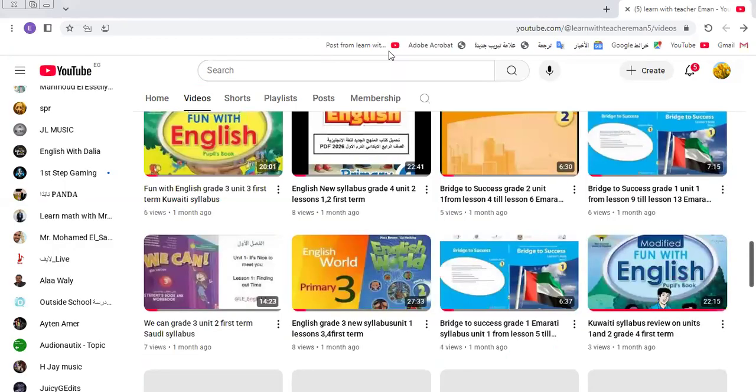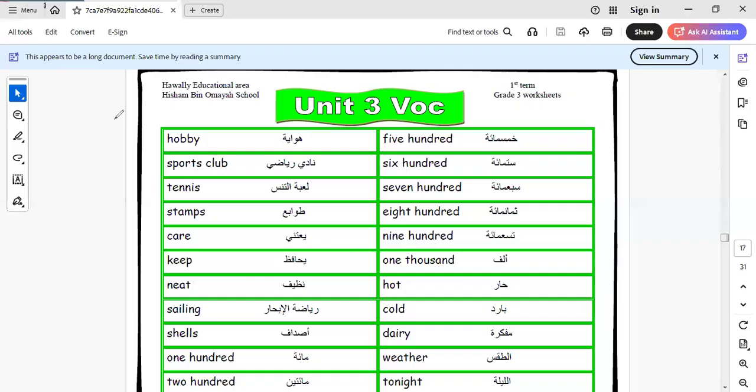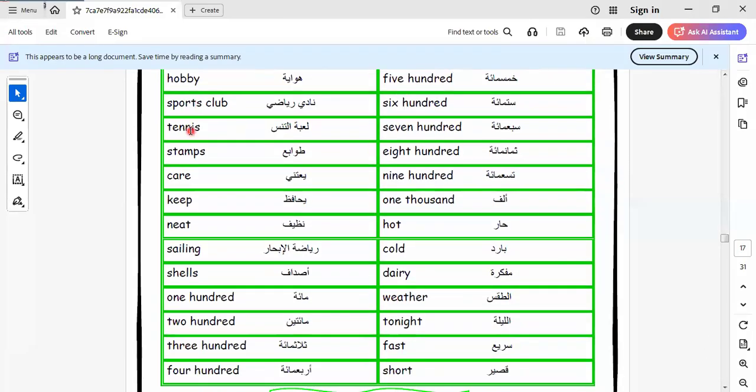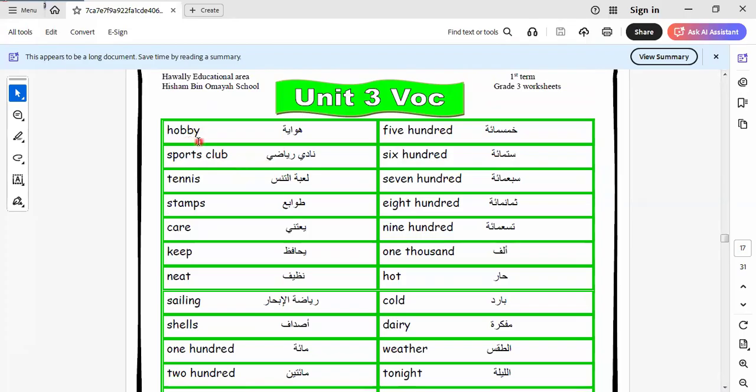Let's go to our review today. Today I will make a quick review on unit 3 and unit 4 in your book Fun with English. In these two units, we learn some vocab. Let's remind ourselves of it.